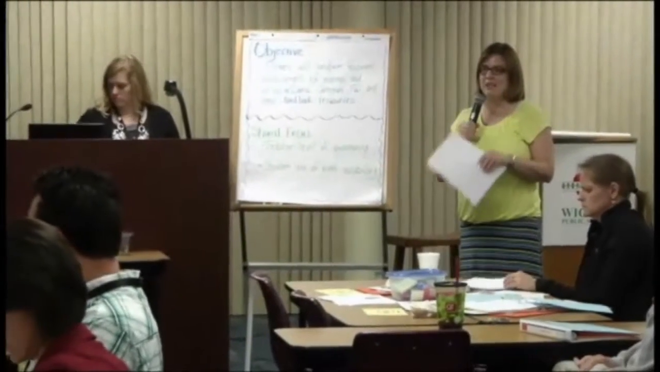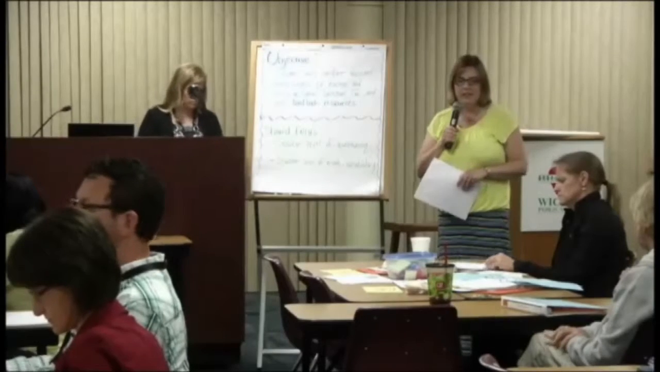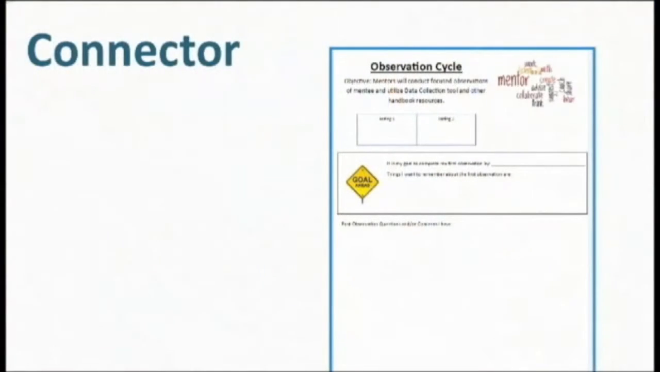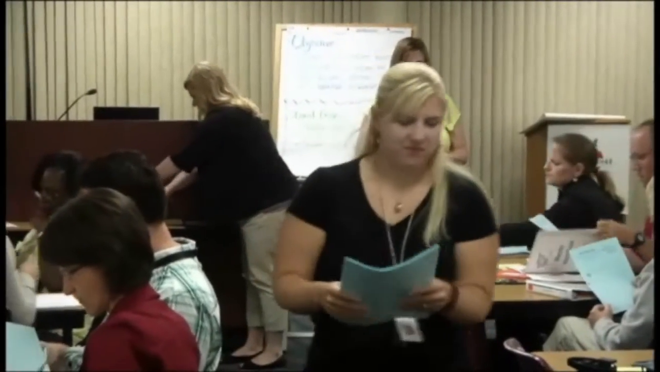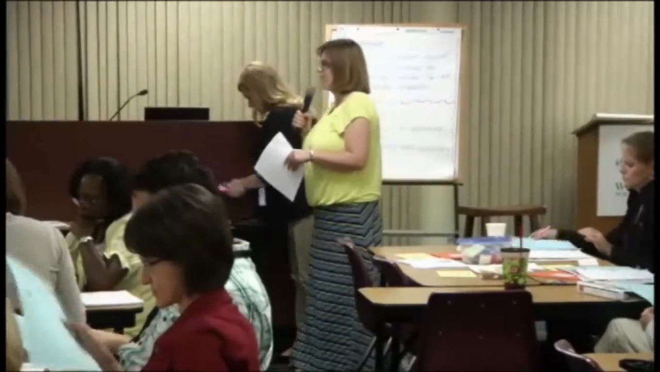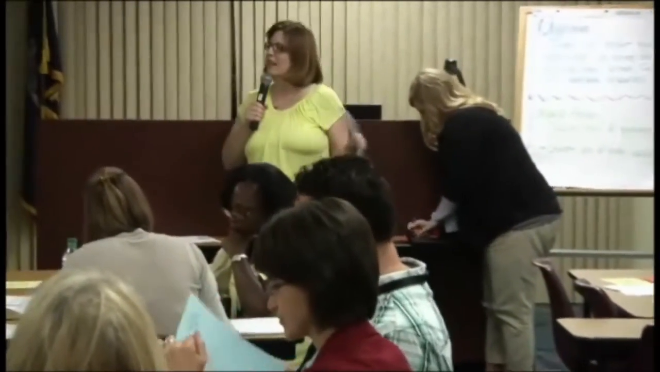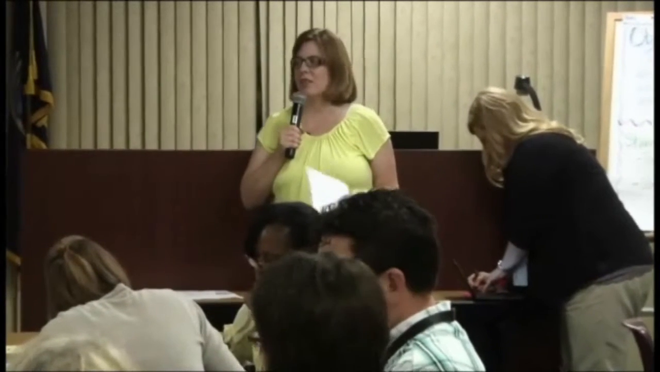And then Katie's passing around a blue piece of paper. And at the top it says observation cycle, and we've printed our objective right underneath there. And then underneath that are two boxes that are labeled rating one and rating two. In box rating one, would you give yourself a rating from 1 to 5 at how comfortable you feel with our objective for today? Just right now, how comfortable do you feel? A 1 being, I don't even know where to start with observations. What are you talking about? To a 5 being, oh, I can observe, I can collect data, I've got this all down.